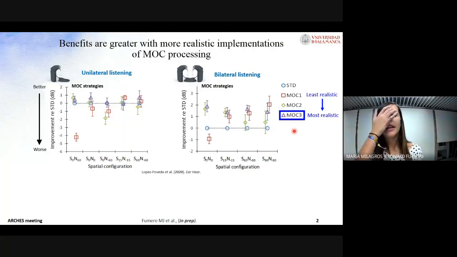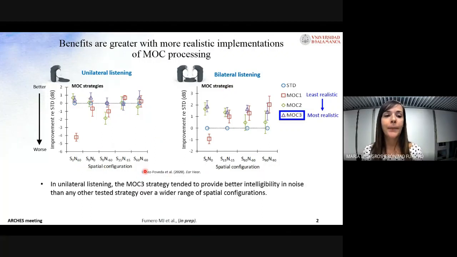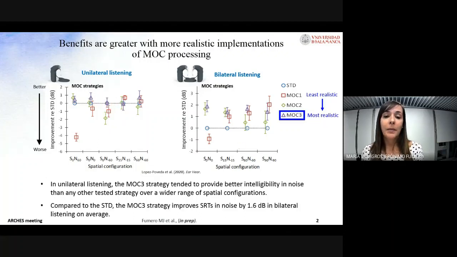For example, this figure illustrates the improvement of the MOC strategies relative to the standard in unilateral and bilateral listening for multiple spatial configurations. And as you can see, in unilateral listening and compared to the standard, the Mode 3 strategy tended to provide better or equal intelligibility in noise. And in bilateral listening, the Mode 3 strategy improved the speech recognition in noise approximately 1.6 dB on average compared to the standard.